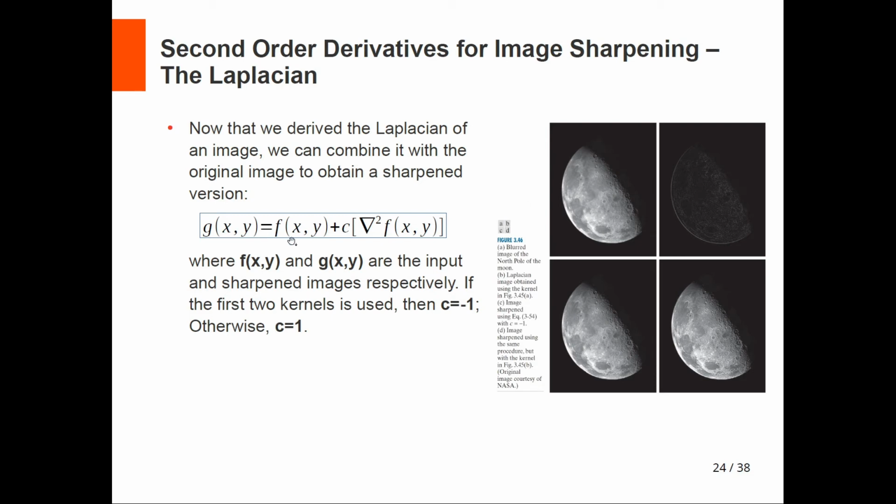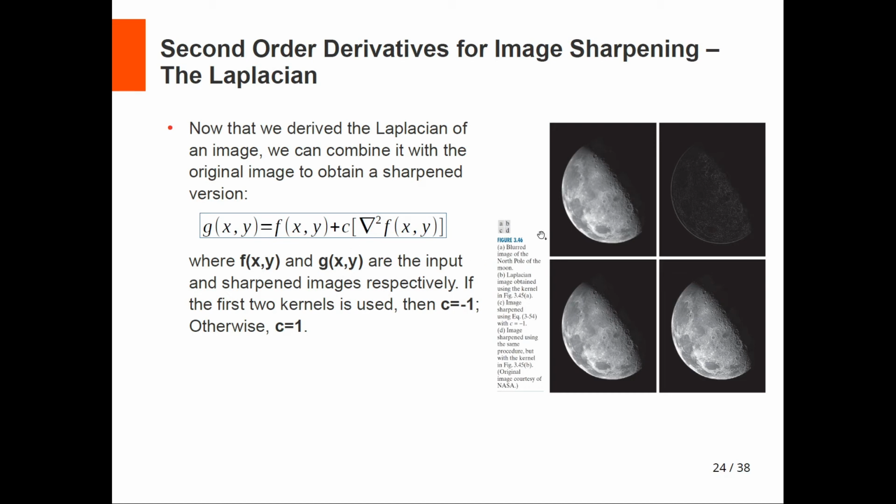So the equation that we commonly use for the final sharpened image is g of xy equals f of xy, basically the original image, plus c multiplied by the Laplacian of the image. So c is a constant that controls the amount of additional detail that we add to the original image.